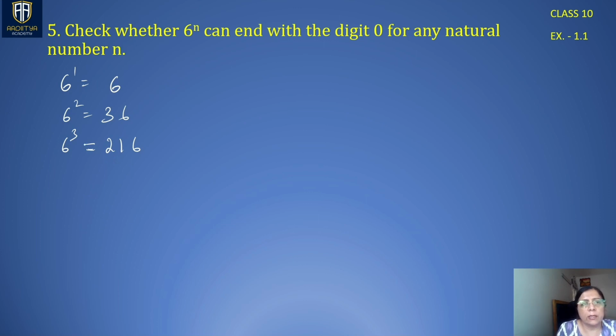We cannot keep doing multiplications like this. So we have to check in all, like 6 can be written as 2 multiplied by 3. The prime factorization of 6 is 2 into 3. Now, if we consider 6 raised to the power n, that means we can write this as 2 multiplied by 3, all raised to the power n.